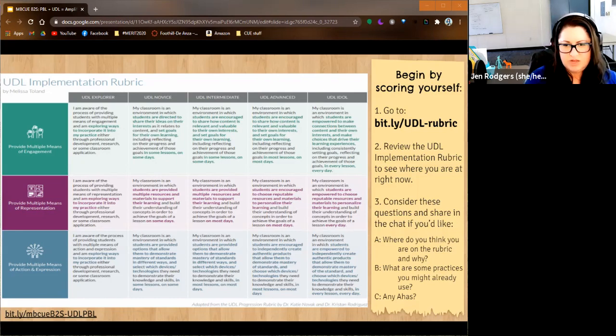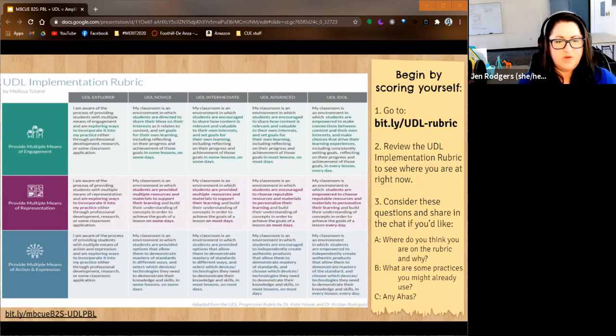Between a novice and intermediate, still learning and practicing how to incorporate these areas in my instruction. Try to provide many resources for learning. Excellent. Pro with engagement but intermediate with representation. Okay. You work on action and expression. It can be difficult to manage. Yes, that is accurate. Totally understandable when you switch subjects. It's like you have to relearn how to do that.